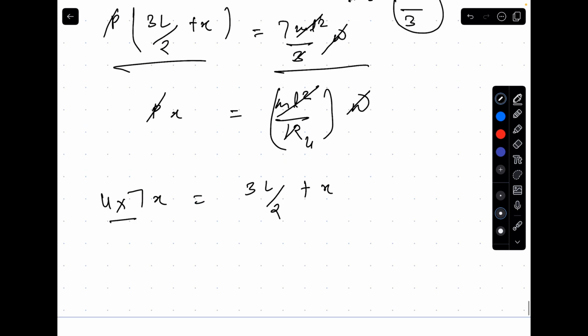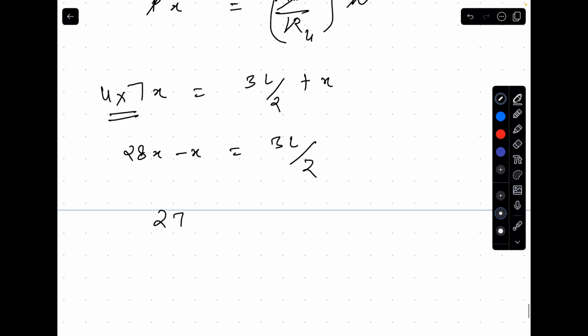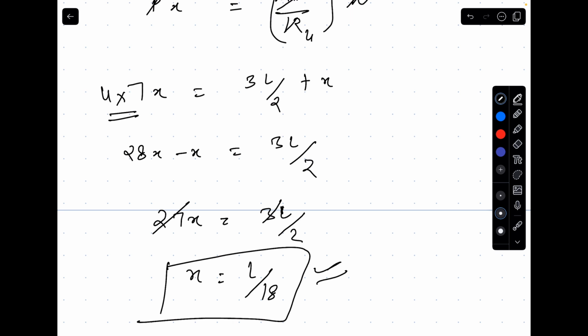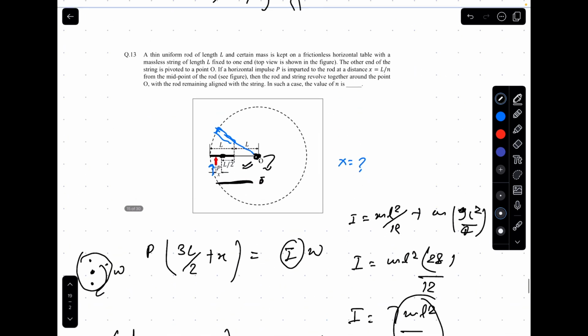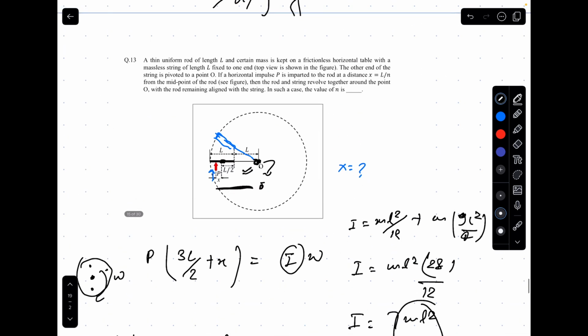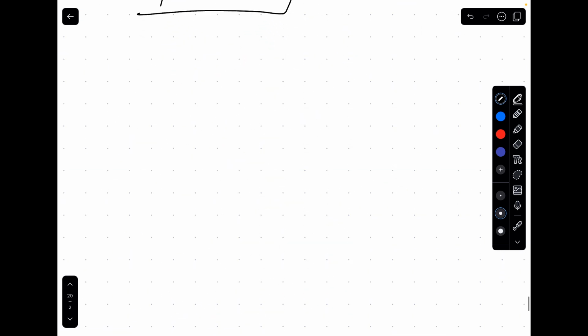So here I am having the 28. So 28x minus x is 3L/2. So then 27x is 3L/2. So that is 9, so x is L/18. So this is the distance. Now what they are asking in the question is, if the distance is L/n, then what is n? n is 18. Next question.